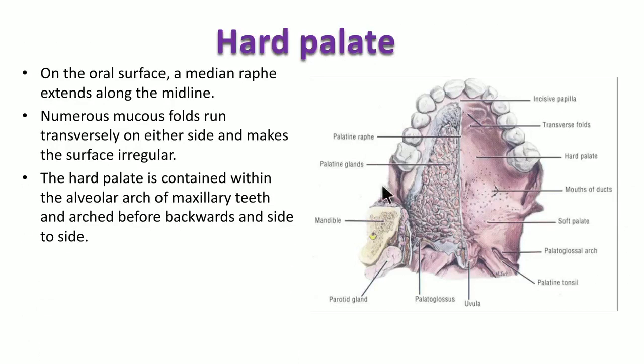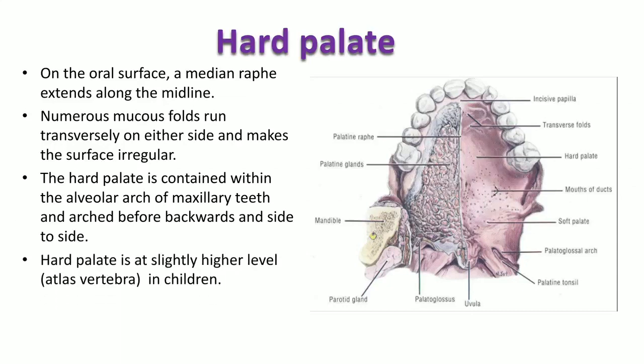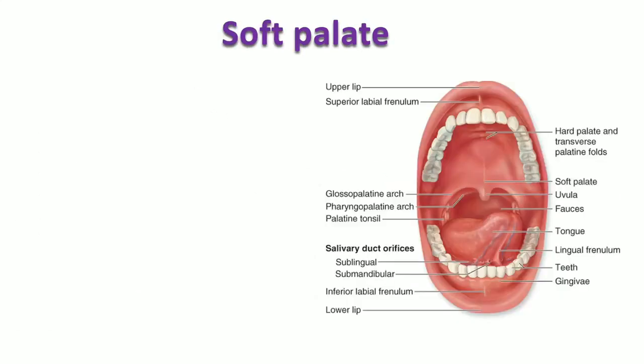And as I told you, it is contained within the alveolar arch and arched from side to side and also from before backwards. Now, in children, it is slightly at a higher level, that is one vertebra above, at the level of the atlas vertebra. But in adults, it is present at the level of the axis vertebra. So that is about the hard palate. Mainly you should know the bones forming the hard palate, that is the palatine process of the maxilla and the horizontal plate of the palatine bone.